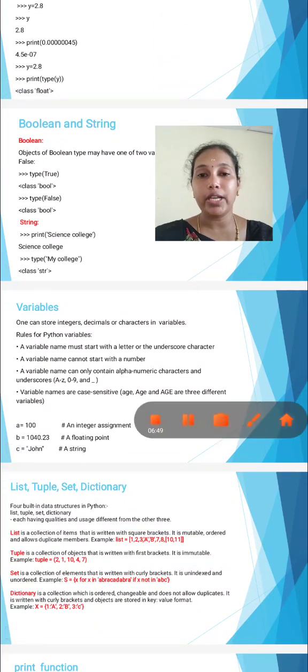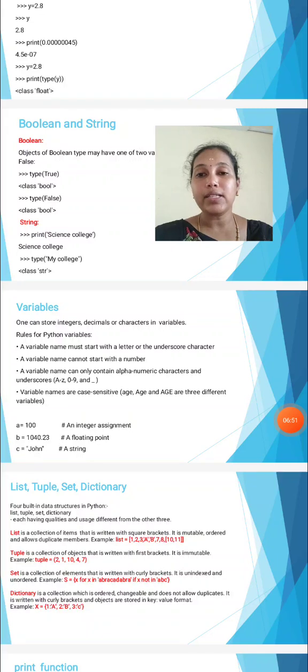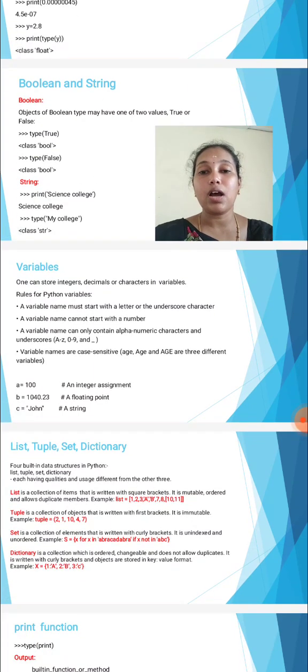The next one is variables. One can store integers, decimals or characters in variables. The rules for declaring variables are: a variable name must start with a letter or the underscore character. A variable name cannot start with a number. A variable name can only contain alphanumeric characters and underscore. Variable names are case sensitive. Age, age and AGE are three different variables, and these are examples of those variables.